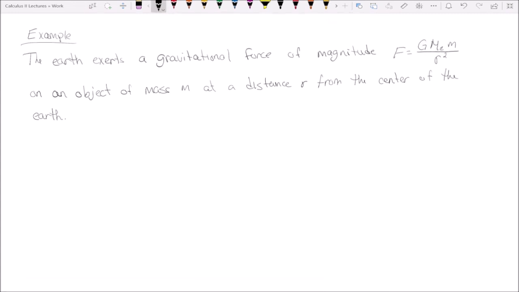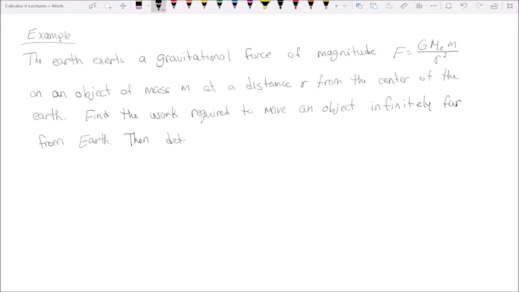We want to do two things. We first want to find the work required to move an object infinitely far from Earth. Then we will use this to determine the escape velocity on Earth's surface.